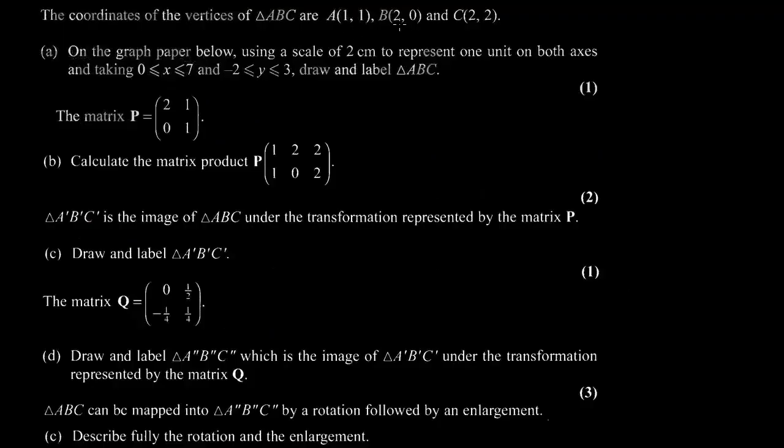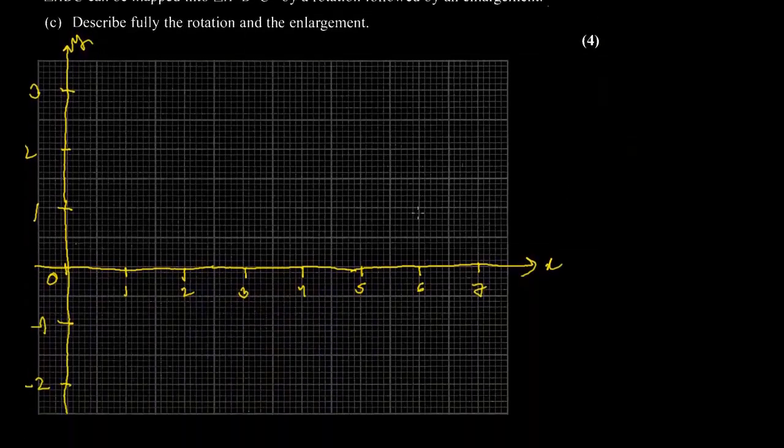A is (1, 1), B is (2, 0), C is (2, 2). So (1, 1), starting from the origin, is A. (2, 0) is B. (2, 2) is C. So we have to draw this triangle, ABC. That is the first thing.